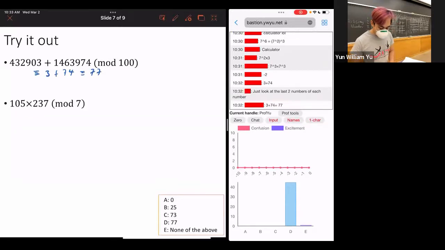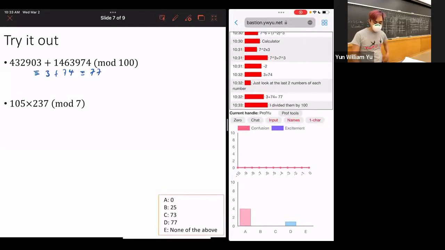Okay, let's do one that's slightly harder. What's 105 times 237 mod 7? Okay, I lied. This one isn't actually slightly harder because one of the things you'll notice is that 105 is a multiple of 7. And so this is equivalent to 0 times 237, which is just equivalent to 0.